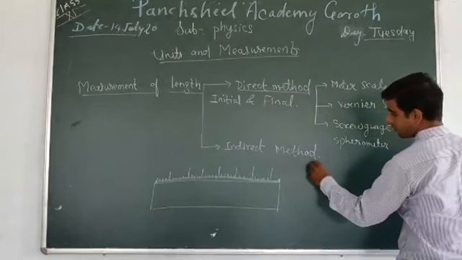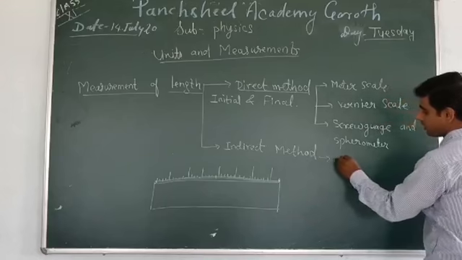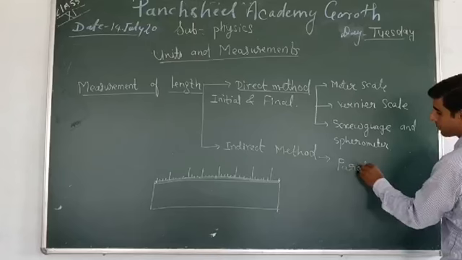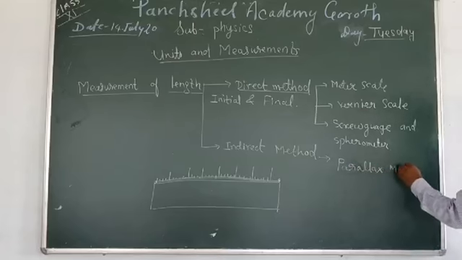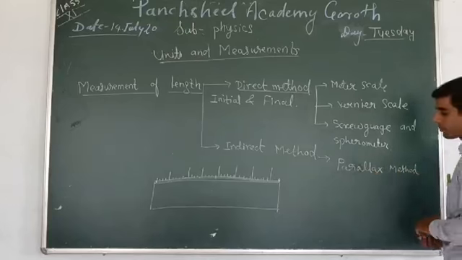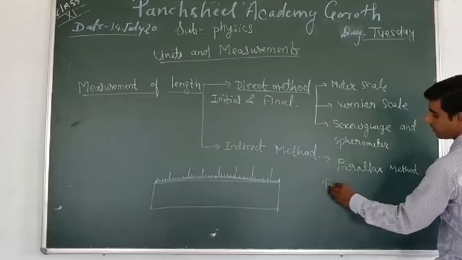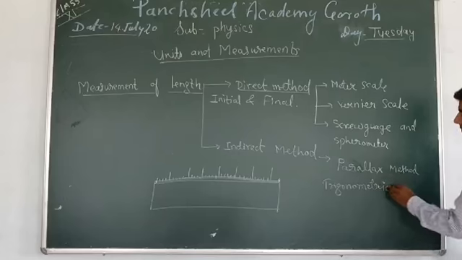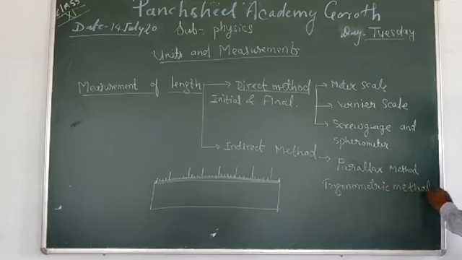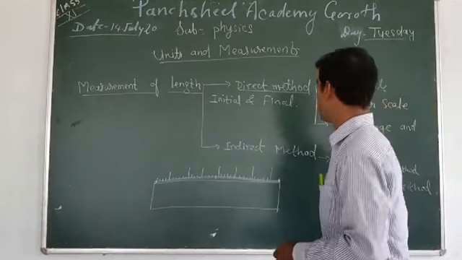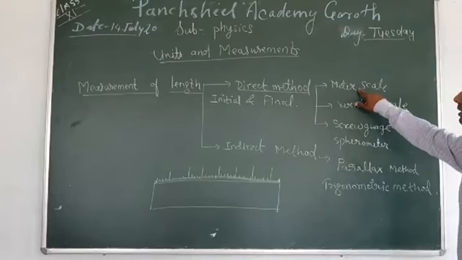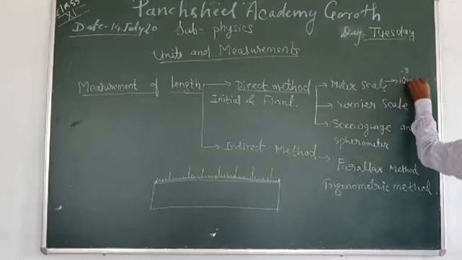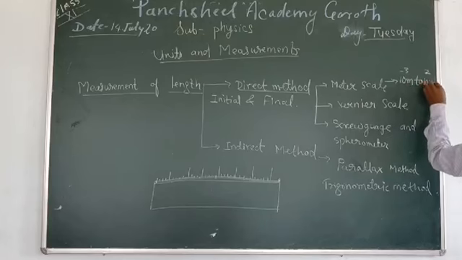In the indirect method, there is the parallax method, which is a very popular method, and another is the trigonometric method, etc. You must remember that in the direct method, the meter scale reads from 10 to the power minus 3 meter to 10 to the power 2 meter.